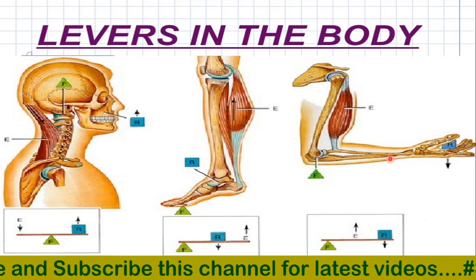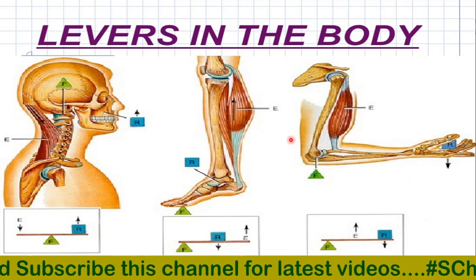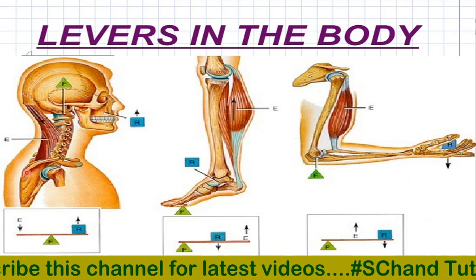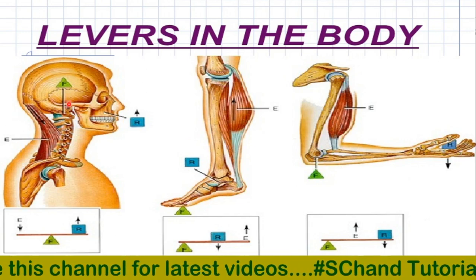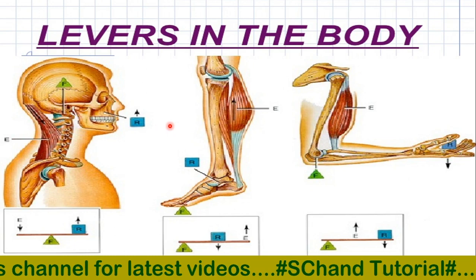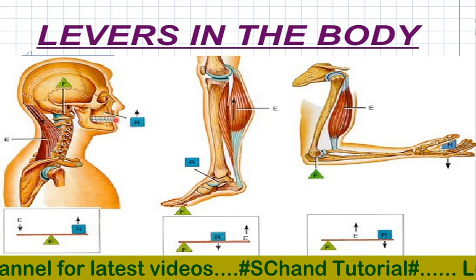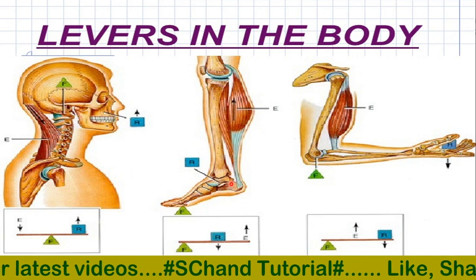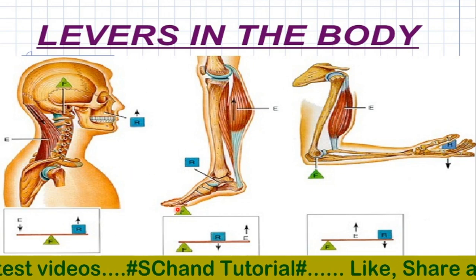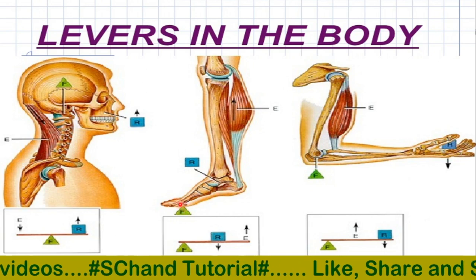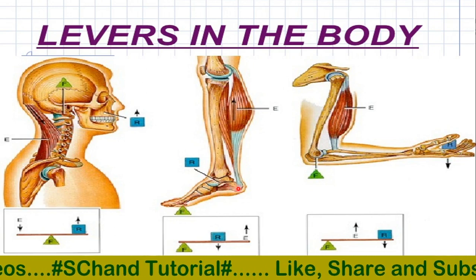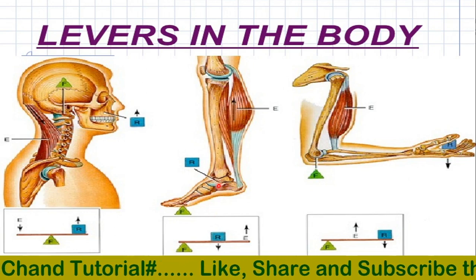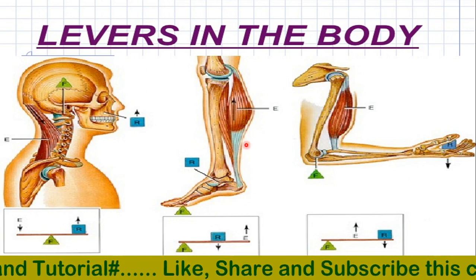The levers in the human body. Human body has all the 3 types of levers. When we are nodding our head, fulcrum is here, load is at the back, and effort is here. So it is the lever of first class. When we are raising our weight on the toes, then fulcrum becomes our toes, and effort is applied upward, and load comes in between. It becomes a second class lever.